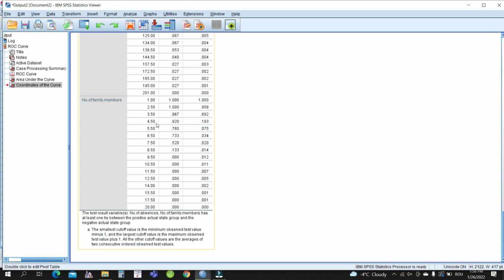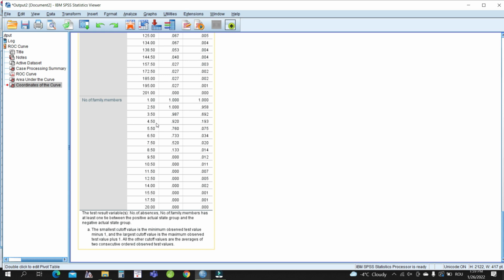So, as you can see, for the value 4.5, which actually means 4 family members or higher, we have a sensitivity of 0.92 and the specificity of 0.80, which is 1 minus 0.19. And the sum will be 0.92 plus 0.80, which equals 1.72. This is the highest sum. You can verify this at home. So our optimal cutoff point is equal or higher than 4 family members.